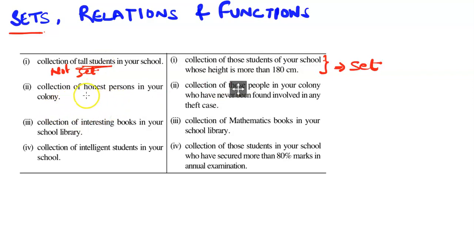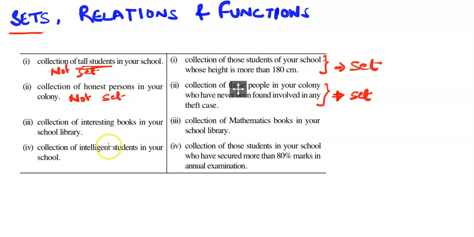A collection of honest persons in your colony. Now this is very subjective. How would you define an honest person? These definitions could vary with people's perceptions. So this is not a set. A collection of people in your colony who have never been found involved in any theft case, right? So this could be well defined, because there are people who haven't had any sort of police complaint or any complaints within the society saying they have committed a theft. So this is a set. It is well defined and unique.